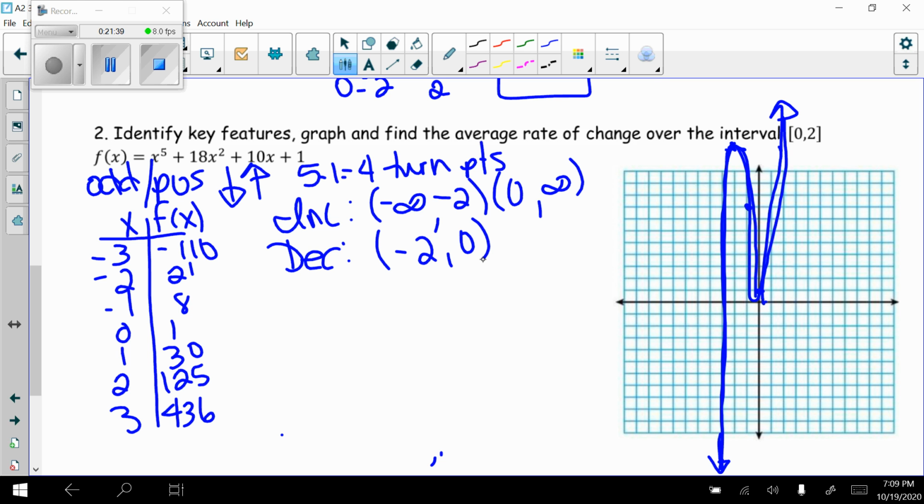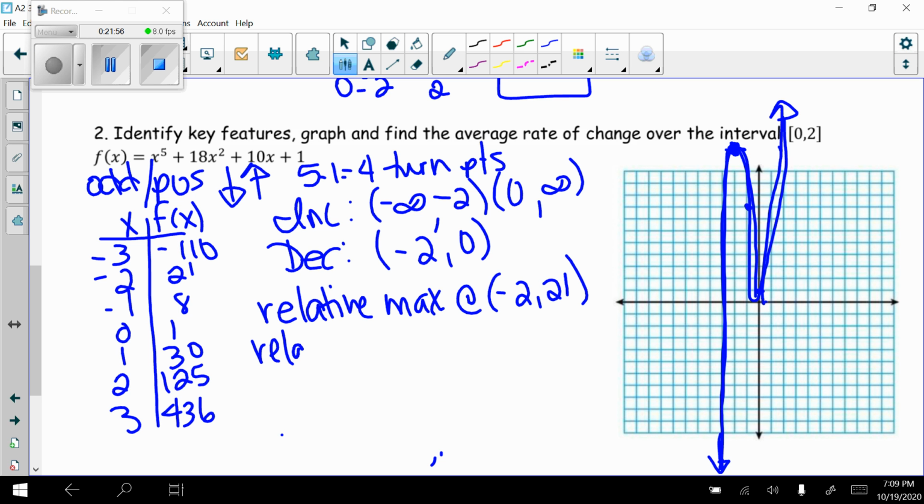All right, let's look at our relative max. So our relative maximum is at this point right here, which is the point (-2, 21). We can use our calculator to get our relative min. Our relative minimum is at this point right here, which on your calculator, it tells you that that is approximately at (-0.13, 0). Now we're going to do the average rate of change.